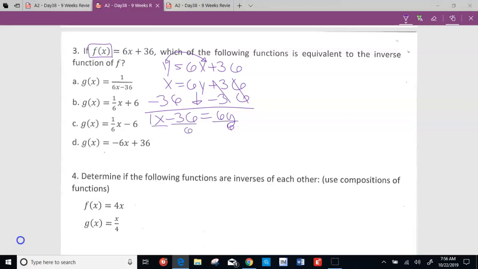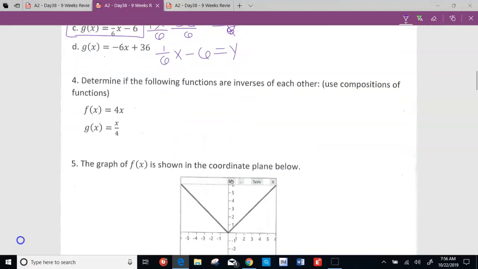Remember, there's an invisible 1 here in front of the x. So now my equation is 1/6 x. Negative 36 divided by positive 6 is negative 6. 6 divided by 6 is 1y. So this equation is represented right here as g of x equals 1/6 x minus 6, choice C.